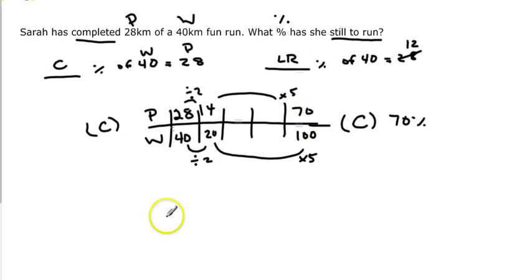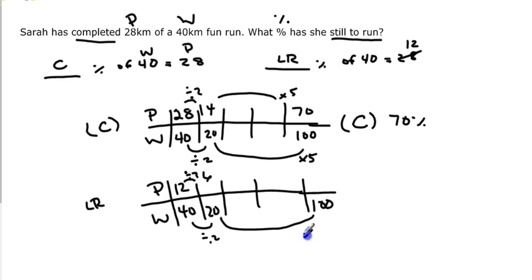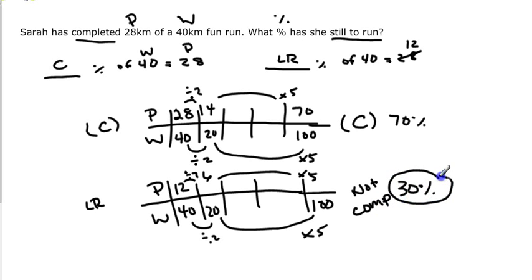If we use the other one where she's got left to run, or not completed, and we do a part to whole comparison, watch what happens here. This time we're going to compare 12 to 40, because this is what she has to run, and we still have 100 here on the bottom. So I'm going to do my same procedure here. I'm going to divide by 2 to get to 20. I'm going to divide by 2 to get to 6, and then I'm going to multiply by 5, 6 times 5 for 30% not completed. And this is the answer that I needed for this question.